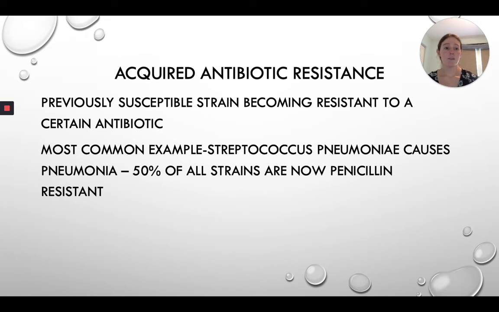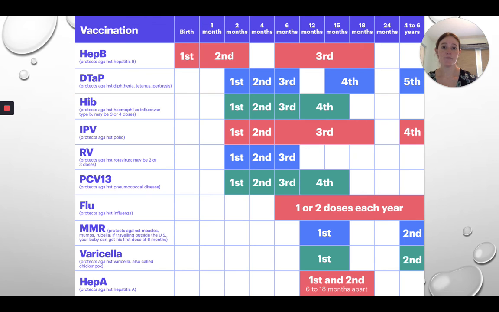The best example I can give you is of this Streptococcus pneumonia, which used to just cause regular pneumonia. 50% of all strains are now penicillin resistant, so they have to give you stronger antibiotics.